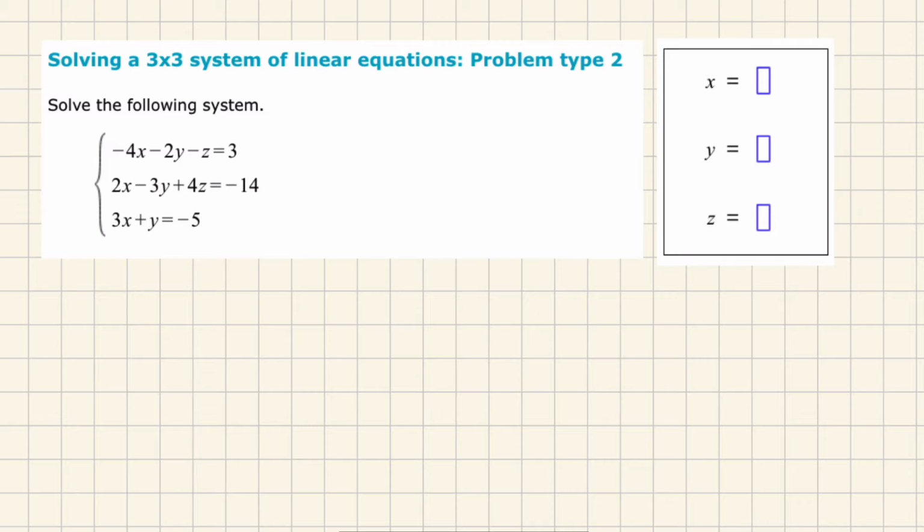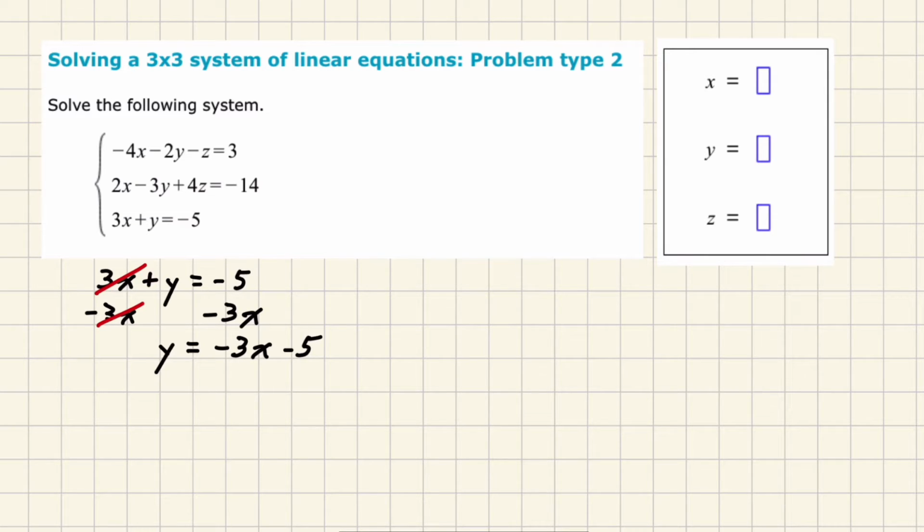And for problem type 1, we used elimination. For this example, I'll be using substitution, in part because this third equation will be very easy to solve for y, and then substitute back in to those first 2 equations. So working with that third equation to solve for y, I would just subtract the 3x from both sides, canceling the 3x's on the left. I have y equals negative 3x minus 5.